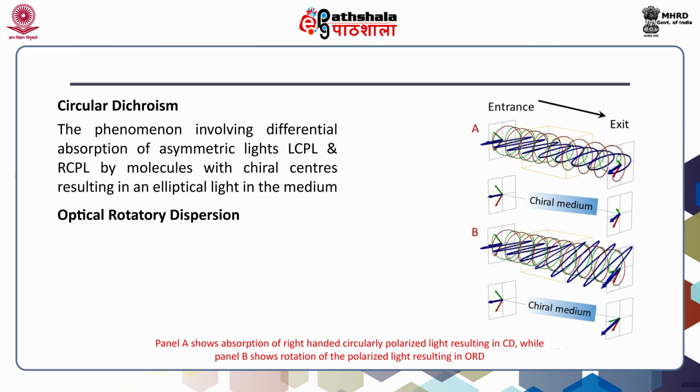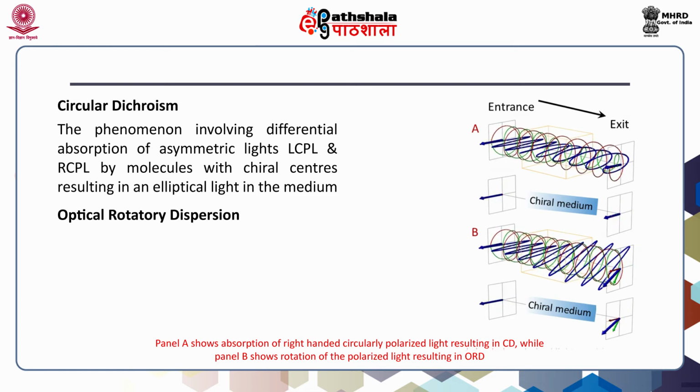On the left side window, shown in gray color, is the incident light, and the electric vectors of the emerging light after passing through the optically active medium are on the right side window. Here the waves traveling through the medium have been removed to show only the electric vectors of the incident and emerging light. Now let's see ORD shown in panel B.